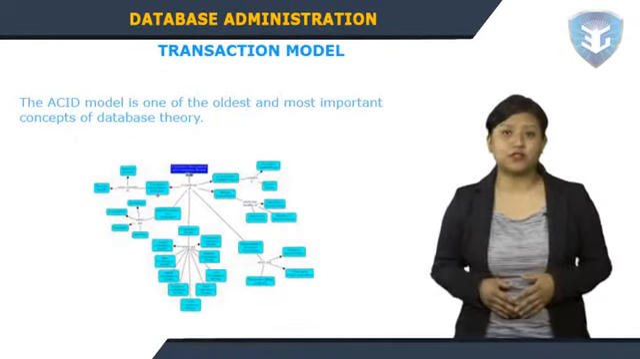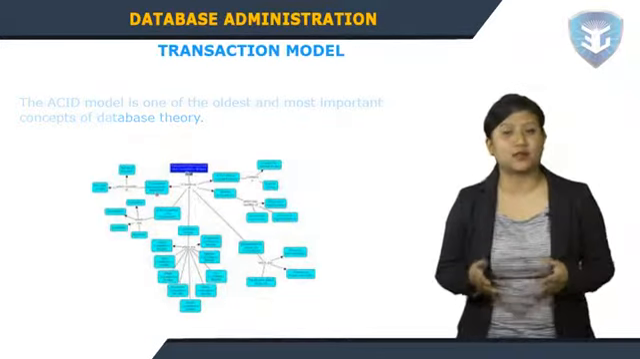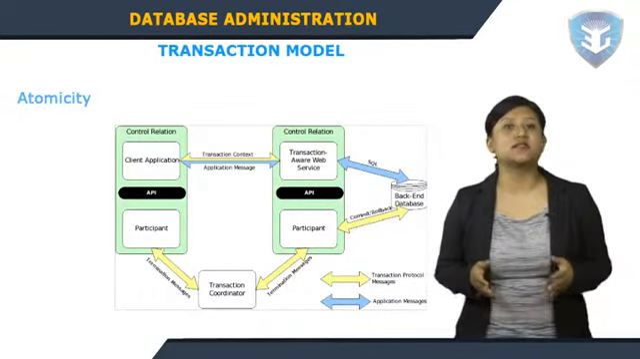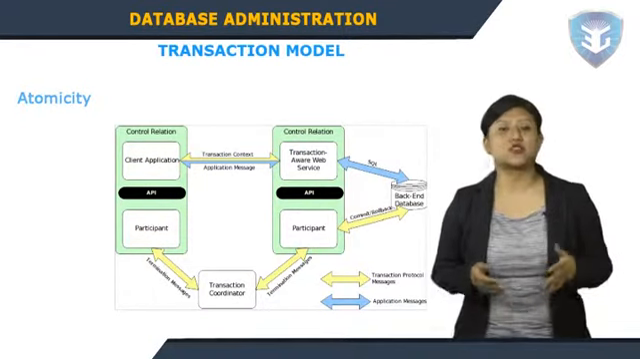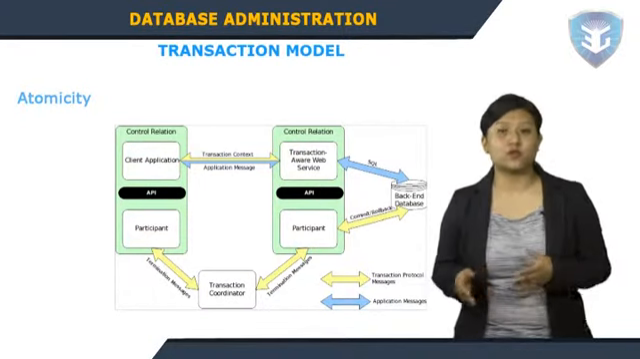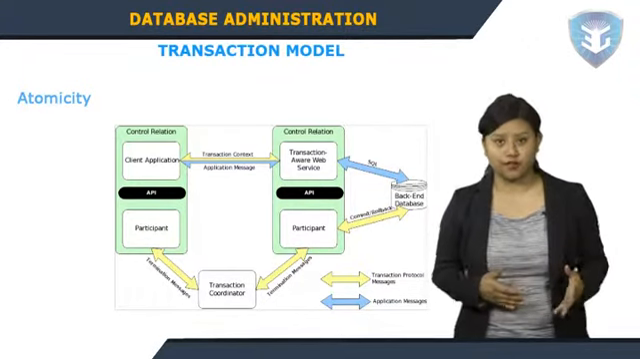No database that fails to meet any of these 4 goals can be considered reliable. Atomicity. Atomicity states that database modifications must follow an all or nothing rule. Each transaction is said to be atomic. If one part of the transaction fails, the entire transaction fails.